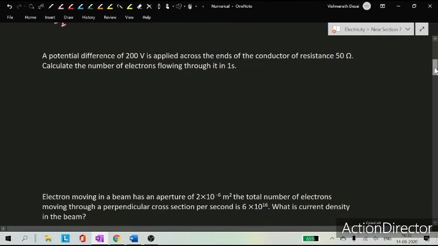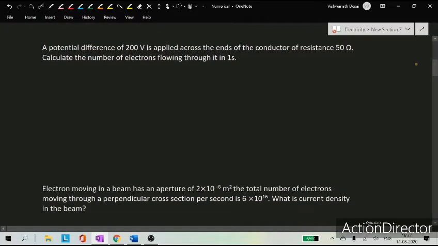So let us start solving the problems. We will start from a simple problem. The first question: a potential difference of 200 volts is applied across the ends of a conductor. The moment you read this, draw the circuit; only then is it better to solve the problem. So a 200 volt potential difference is applied across the conductor.